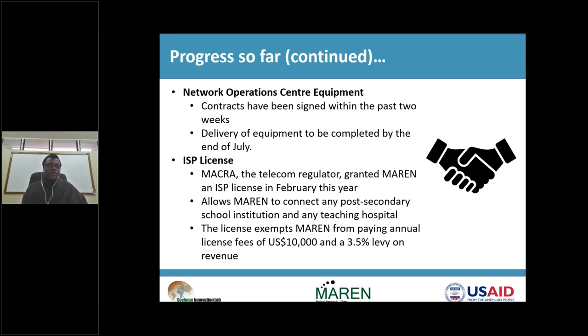The other building block that we want as an NREN is the ISP license. As a service provider, we need to be licensed. In this regard, we made an application to the regulator, and the license was granted this year in February. And the beauty is it allows us to connect any post-secondary school institution as well as any teaching hospital. Of course, this is a slight departure from the actual definition of higher education.